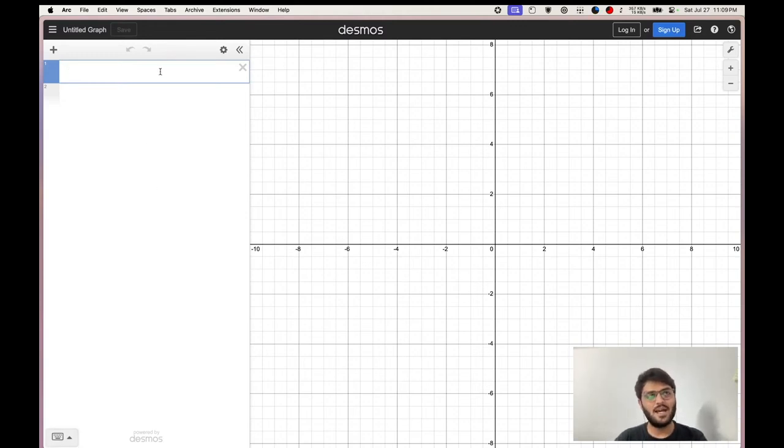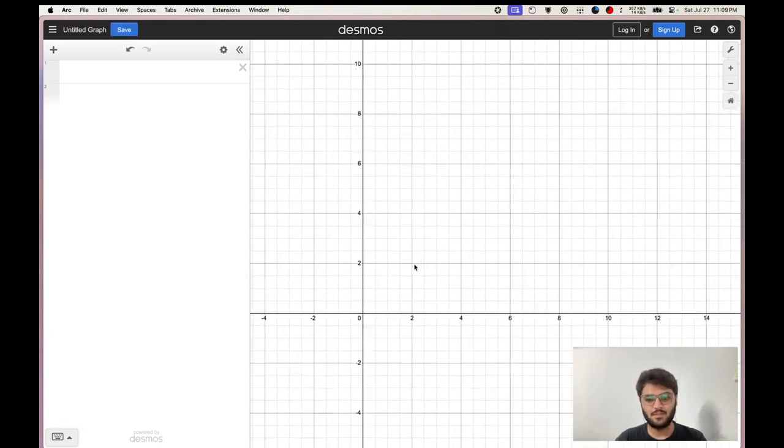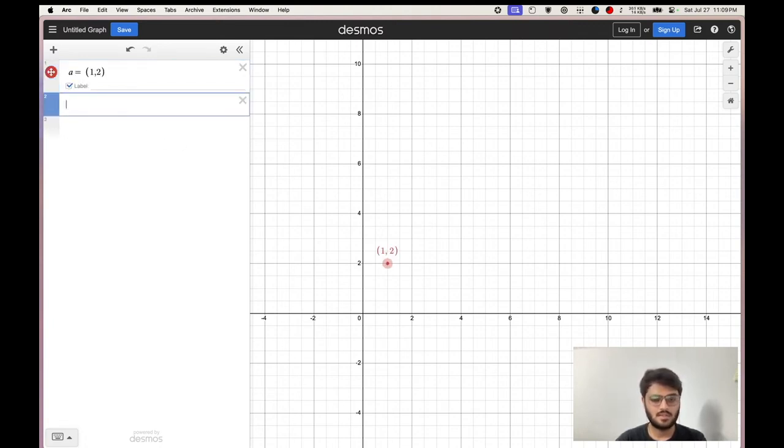Okay, so imagine we have certain points. Can we do points in Desmos? Please tell me, can we do points? A equals 1 comma 2. Okay, we can do points. That's fine. Let's label them. B equals... can we do points without labeling? Yes, we can. Thank you.